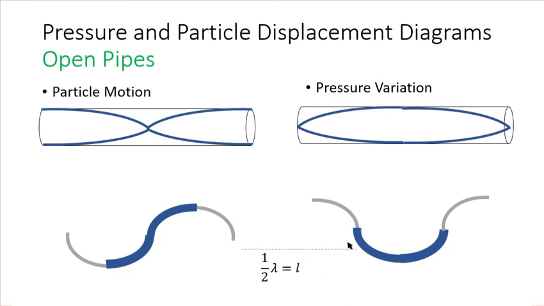Both of them represent half a sine wave. This one's more clear cut, whereas this one's a bit more confusing, but you can still see that they equal half a wavelength. And that's the general relationship that we get for the fundamental frequency of an open pipe, which is half of the fundamental wavelength that can exist in that pipe is going to be equal to its length.